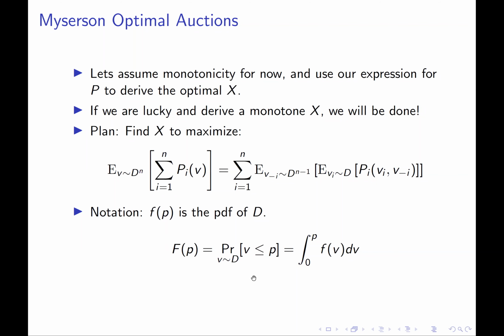And we can relate that to the PDF, right? What's the probability that a valuation is less than or equal to p? Well, if it were a discrete distribution, it would just be the sum over all values less than p of the probability of those smaller values. Since it's a continuous distribution, it's just the integral over all smaller values, all of the values between 0 and p, of the probability density function at those values. Okay, so this is just notation. Little f means the probability density function. Big F means the cumulative distribution function.